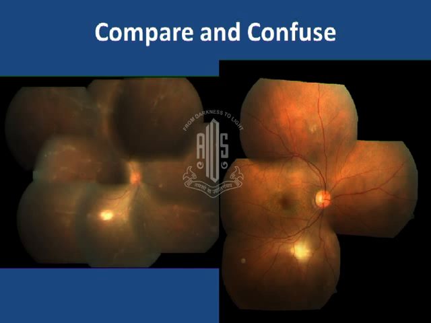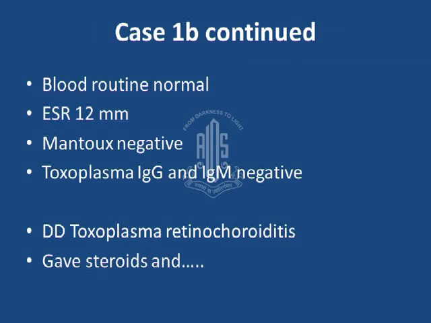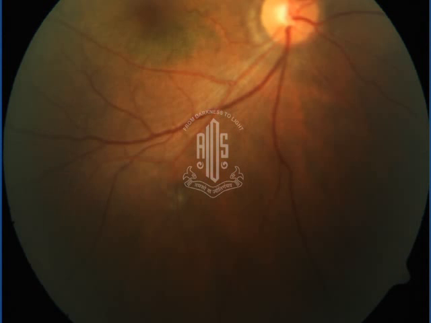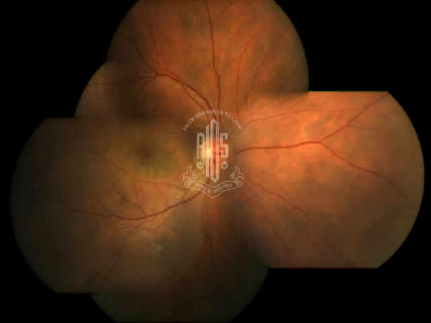Here also most of the preliminary tests were negative, and this was also diagnosed, or rather misdiagnosed, as toxoplasma and given steroids. After 1 week, much better fundus. The yellow lesion is gone. But to our surprise, there was an inferior retinal detachment, exudative RD.